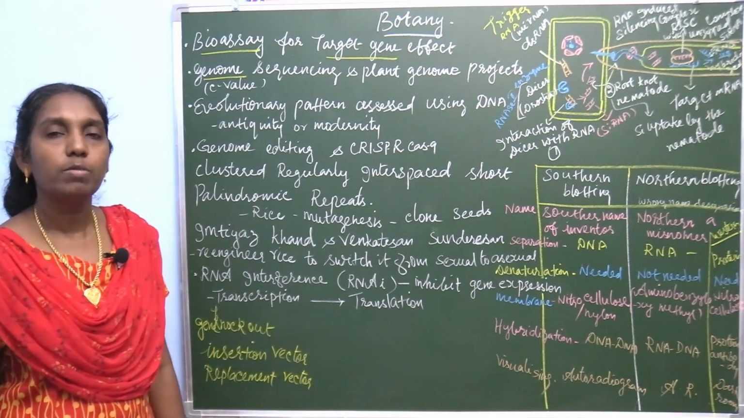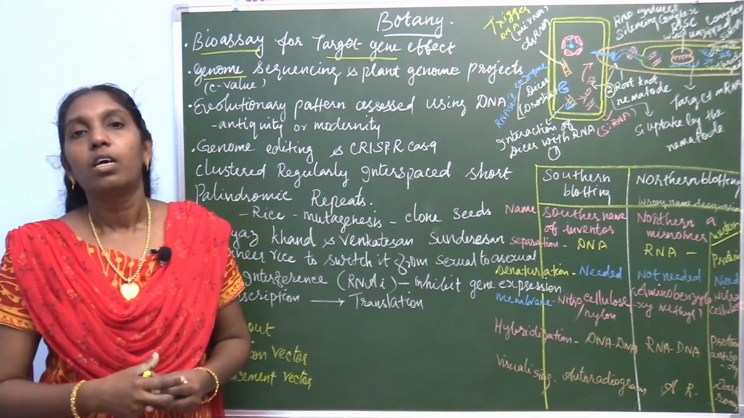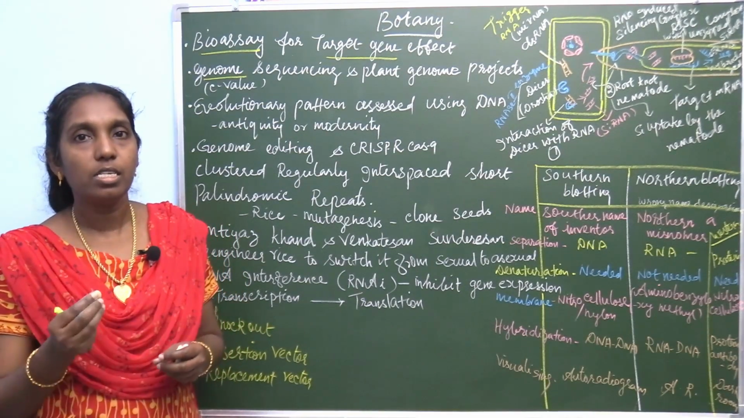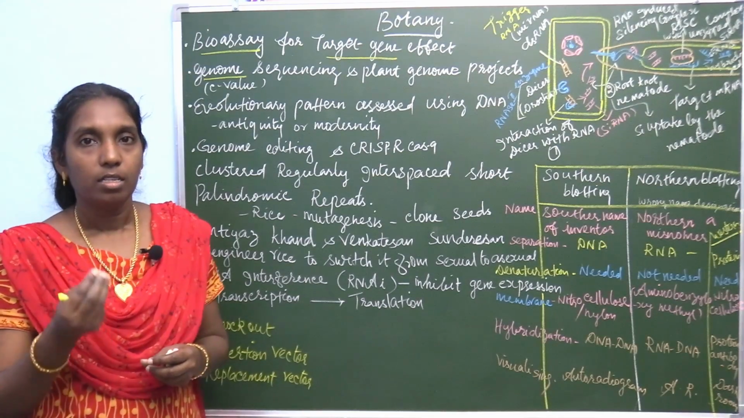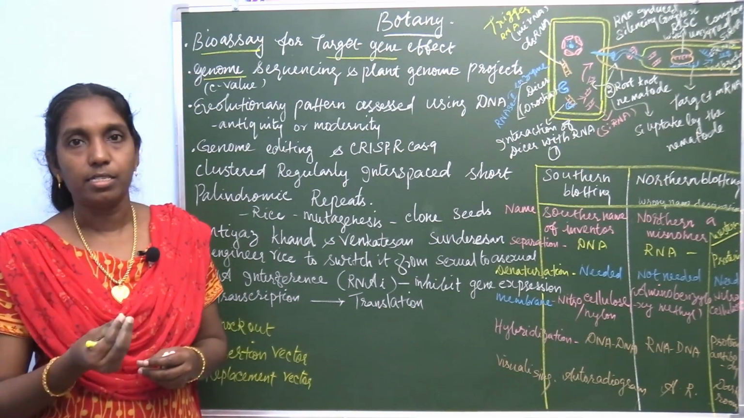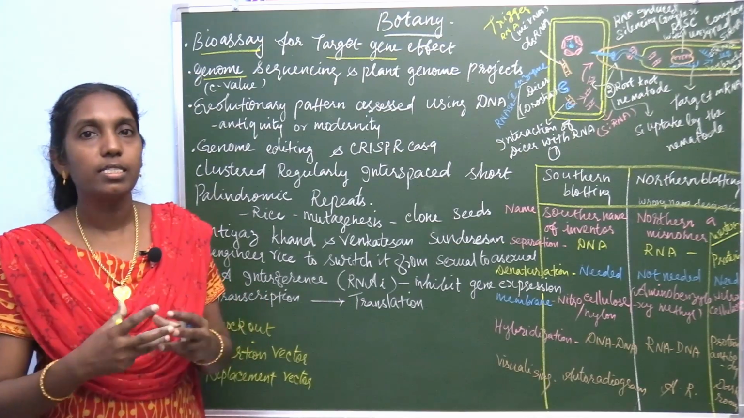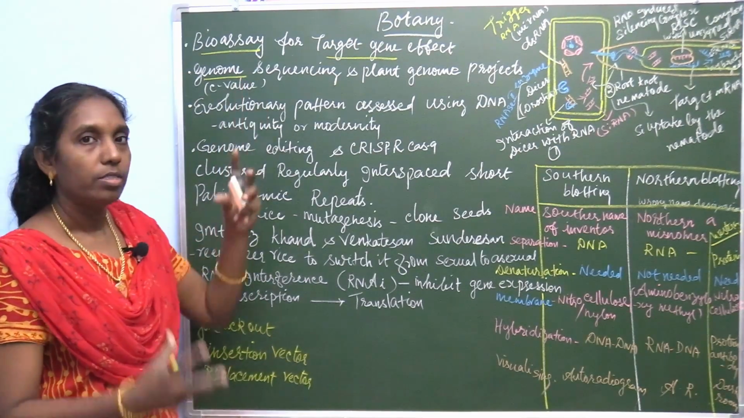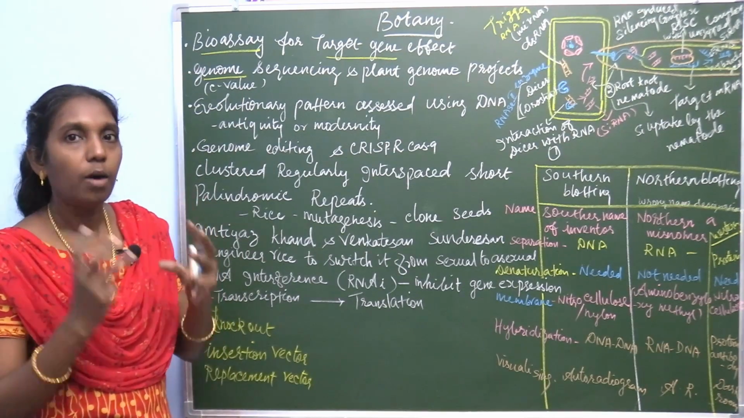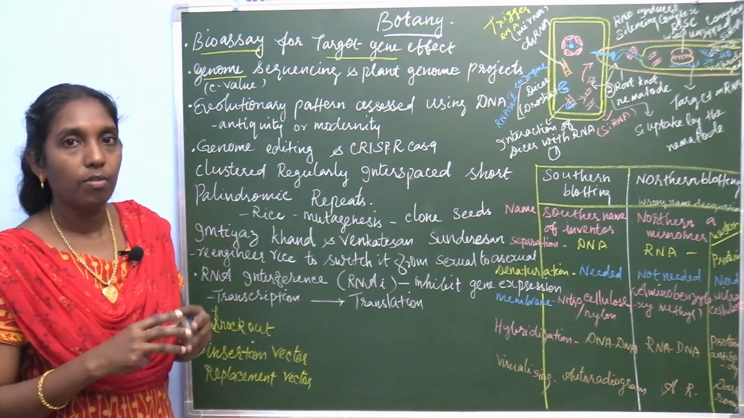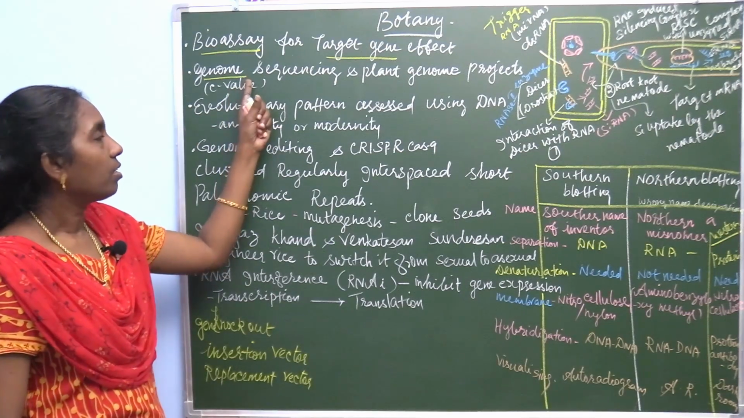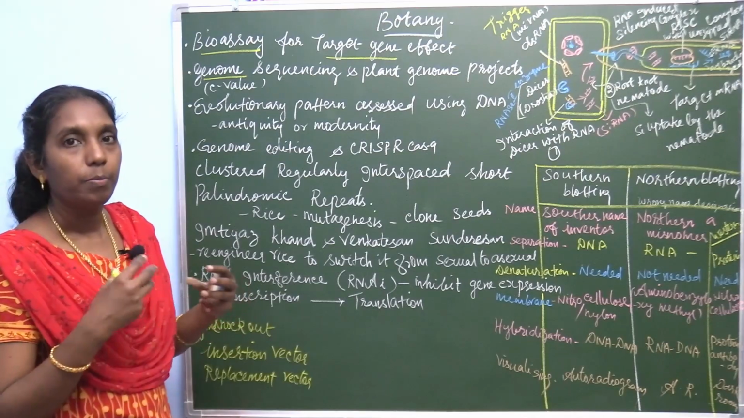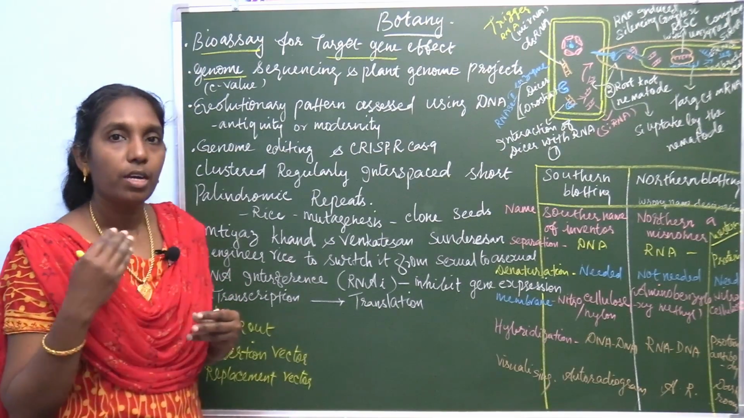Genome. What's meant by genome? The totality of the genes. You know that the genes are the traits which express the characters of an organism. So this genome is the totality of the genes. There are a number of genes located, and these genes are present in the form of nucleic acid.